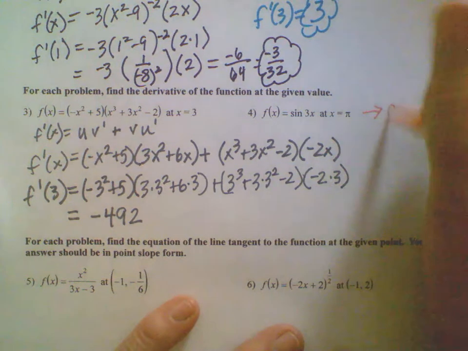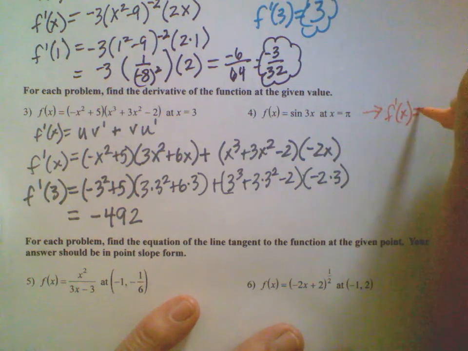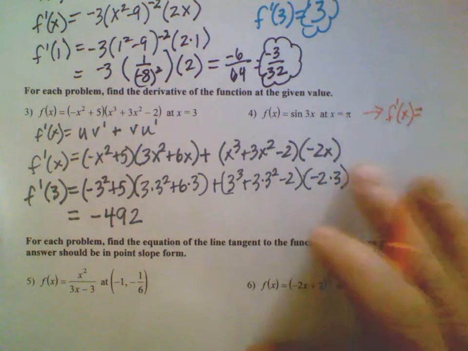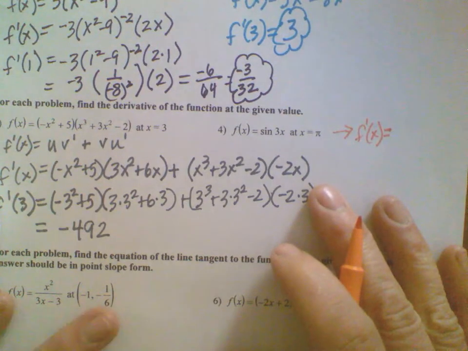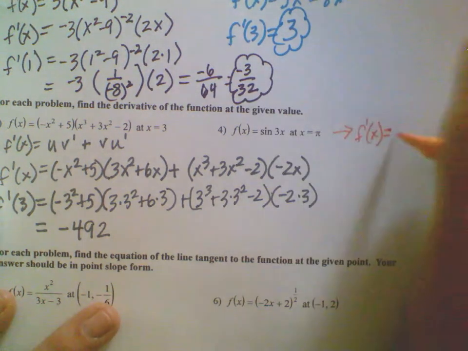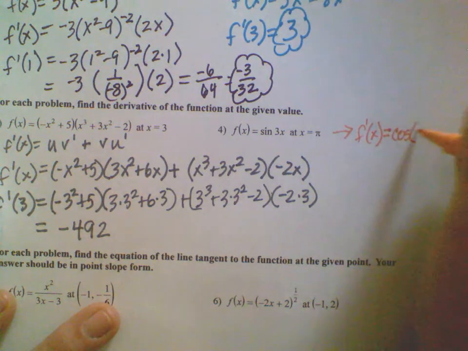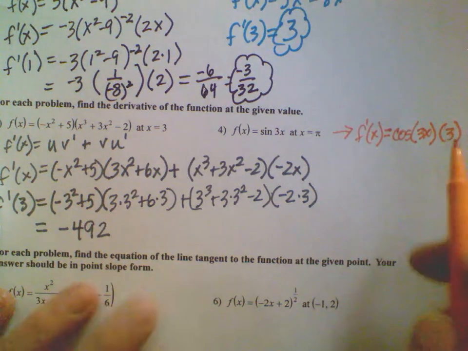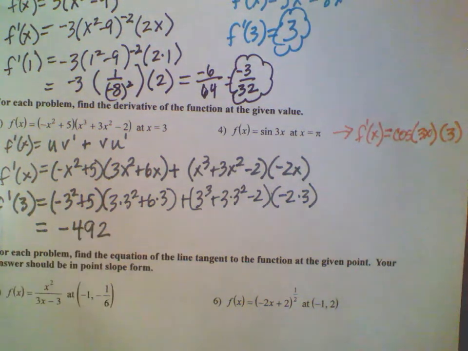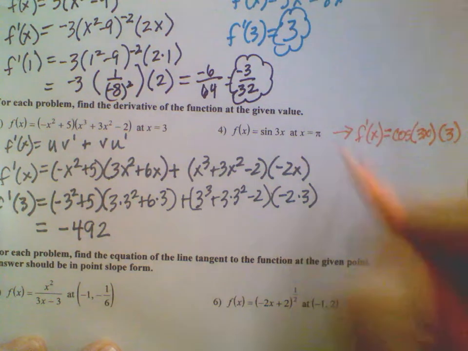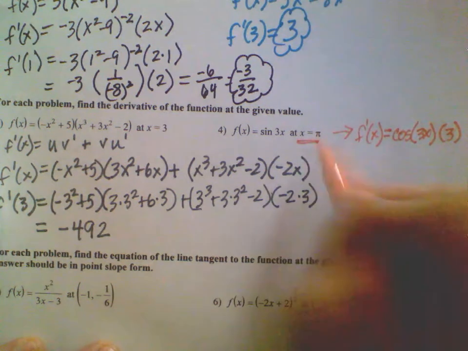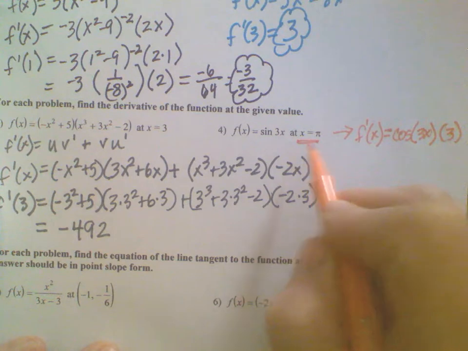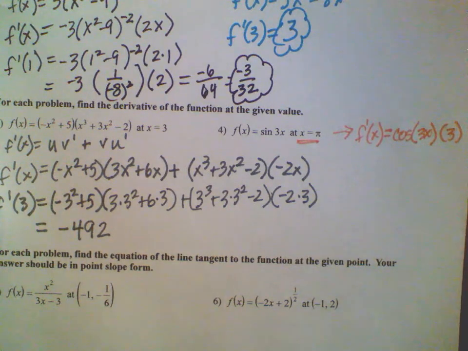So f prime of x here becomes, let me move that over so you guys can see, the derivative of sine is cosine, leave the angle as is, times the derivative of the angle. So it's cosine 3x times 3, or if you write it in the proper order, 3 times cosine 3x. Don't be bothered by this. We've done this before. We've used pi. We found the cosine of pi. We found the sine of pi. We can do that again here.